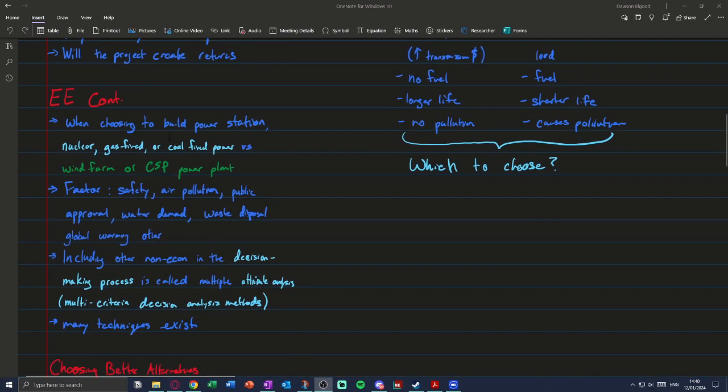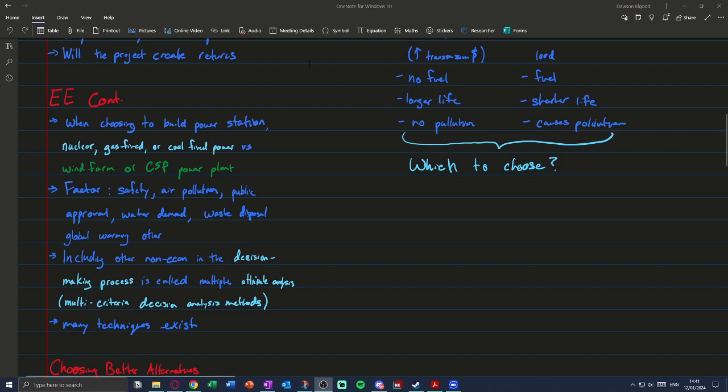So continuing on with engineering economics. When you're choosing to build a power station, whether it's nuclear, gas-fired, coal-fired power versus a wind farm or a CSP power plant, there's a bunch of factors you have to take in. So it's going to be the safety, the air pollution, public approval, which, funny enough, is a very large one, water demand, waste disposal, global warming, and other types of factors. There's a bunch more that you can get in there.